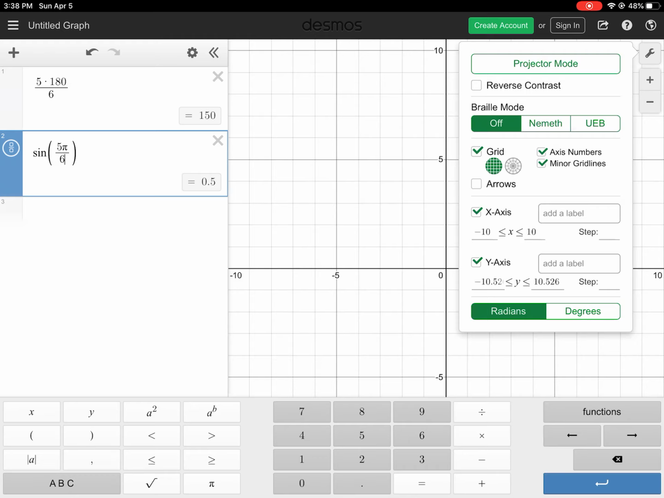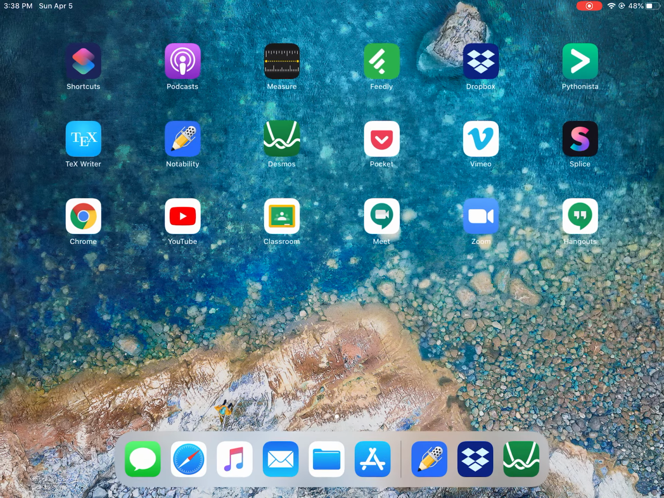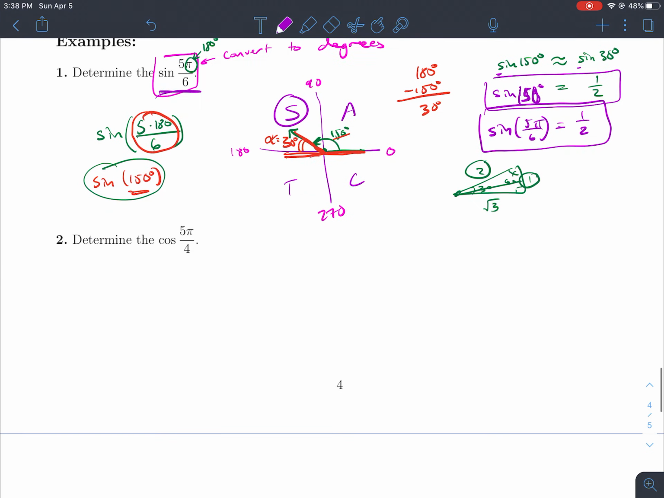Now, I like to kind of always be mentally in degree mode and not rely on the calculator too much. So let's do one more example. Determine the cosine of 5 pi over 4. First step, convert to degrees.